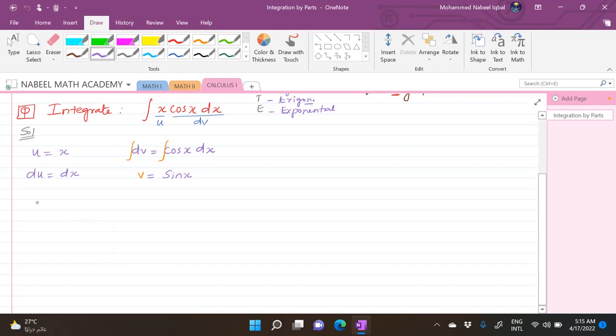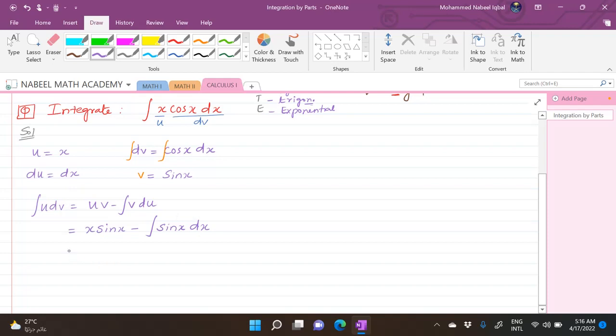So I write the rule here: integral u dv equals uv minus integral v du. It is always better in the exam to write the formula; you will get the mark for the formula. Now the next one is uv. You have all the data here, so you just have to substitute. The u is x, v is sine x, minus integral v, which is sine x, and du is nothing but dx.